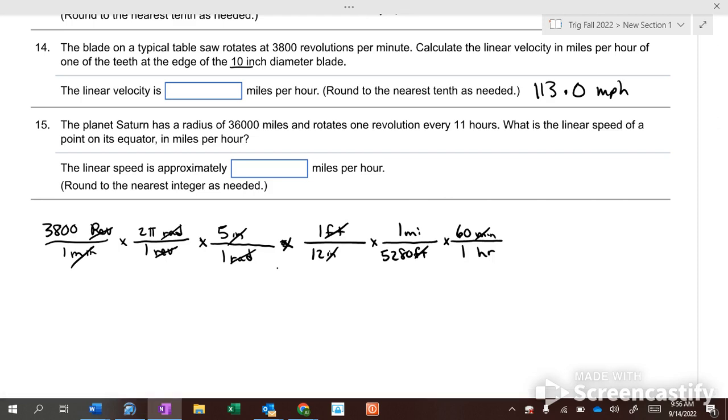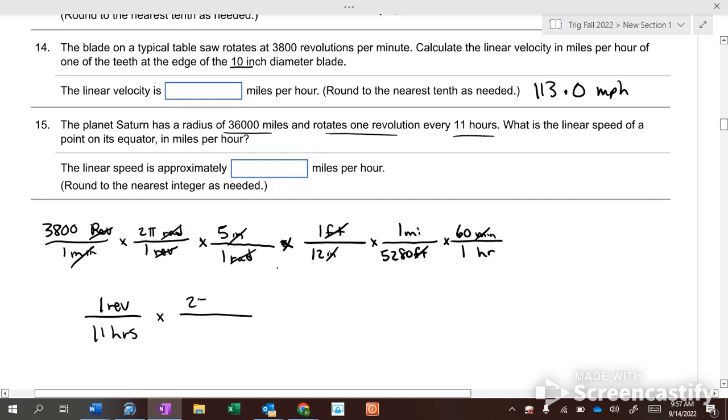Planet Saturn has a radius of 36,000 miles and rotates 1 revolution every 11 hours. What's the linear speed of a point on the equator? Well, we go 1 revolution per 11 hours. And I know I have 2 pi radians per 1 revolution. So we got rid of revolutions. So I now have radians.